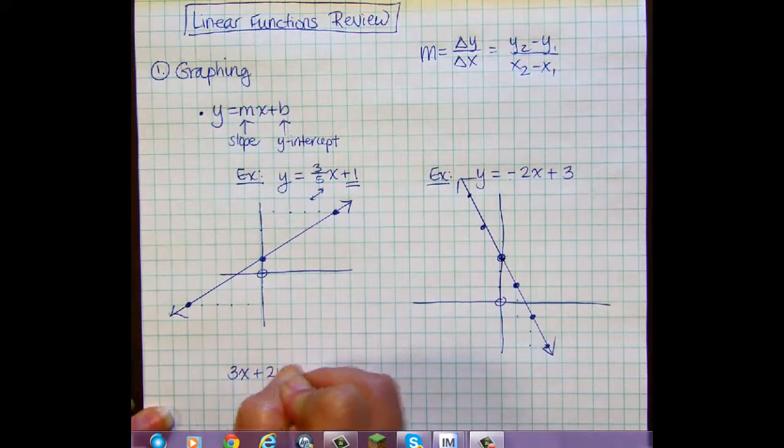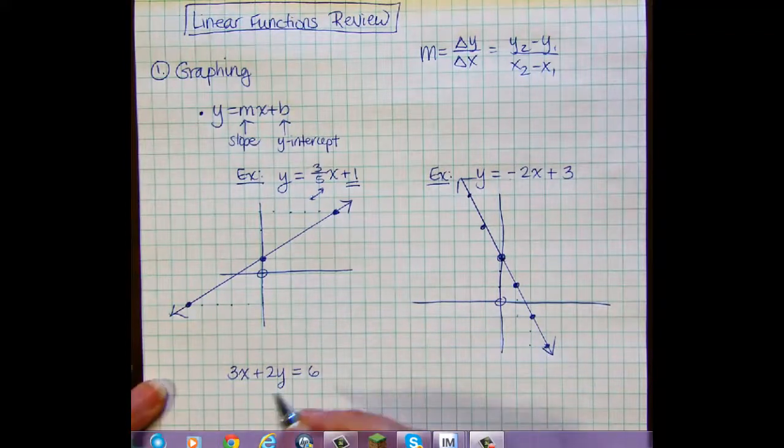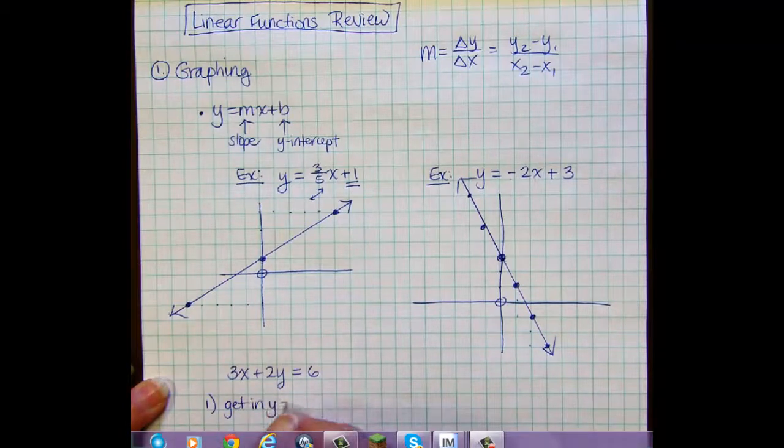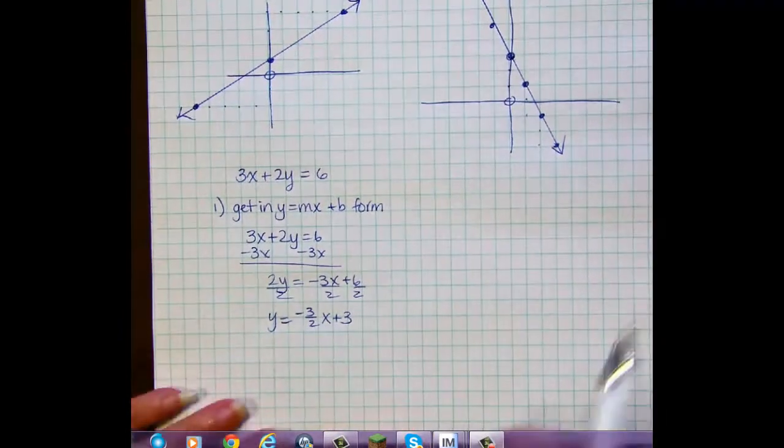Now sometimes your equations are not in y equals mx plus b form. So we might have something like 3x plus 2y equals 6. You have a couple choices. You could get it in y equals mx plus b form, so solve for y. So for this example, you would subtract 3x from both sides, and then divide every piece by 2. It's not necessary to do that though.